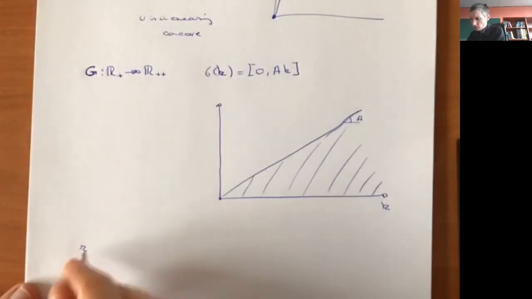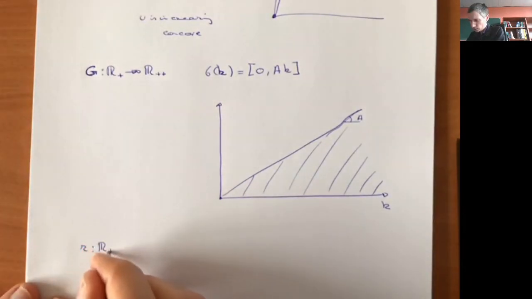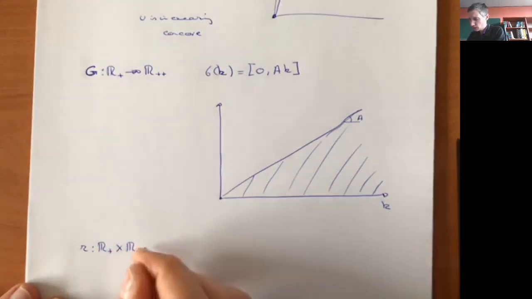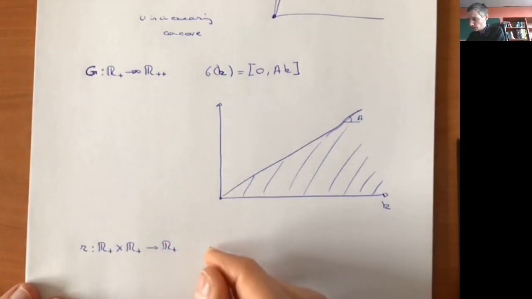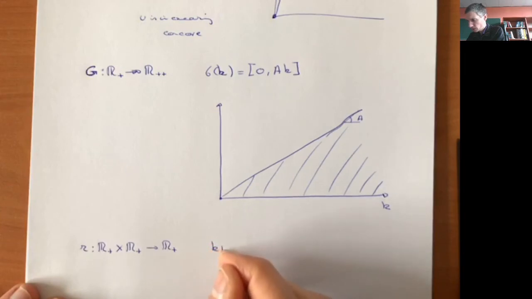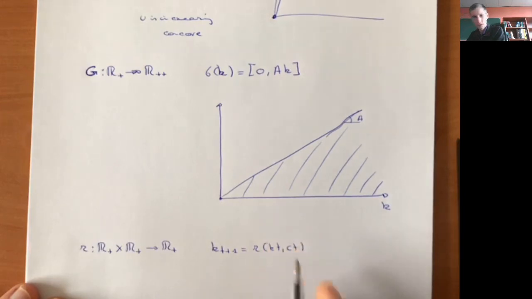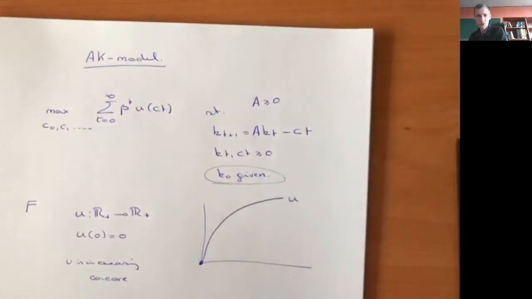And then I need the law of motion. So it takes an amount of capital, and it takes an amount of consumption, and it produces a new amount of capital, and it's given by kt plus 1 is r of kt, ct, right? And here r of kt, ct is equal to a times kt minus ct. Okay, so this is my function r. Okay, so I think I have all the ingredients. Well, the starting value is equal to k0.